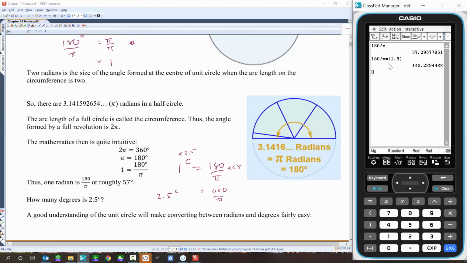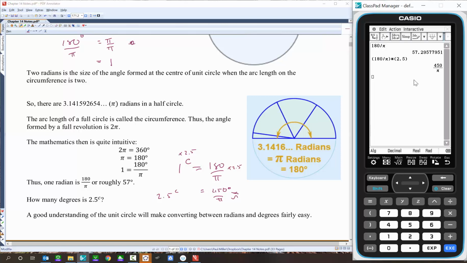We'll force it to do the divide first. 450 over pi. There we go. Okay, so 2.5 radians is 450 over pi. Now I can approximate that reasonably well. So I know that 1 radian is going to be 57, 2 radians is going to be 114, half a radian is 25. So 114 and 25, 35, 45, well, roughly 149.